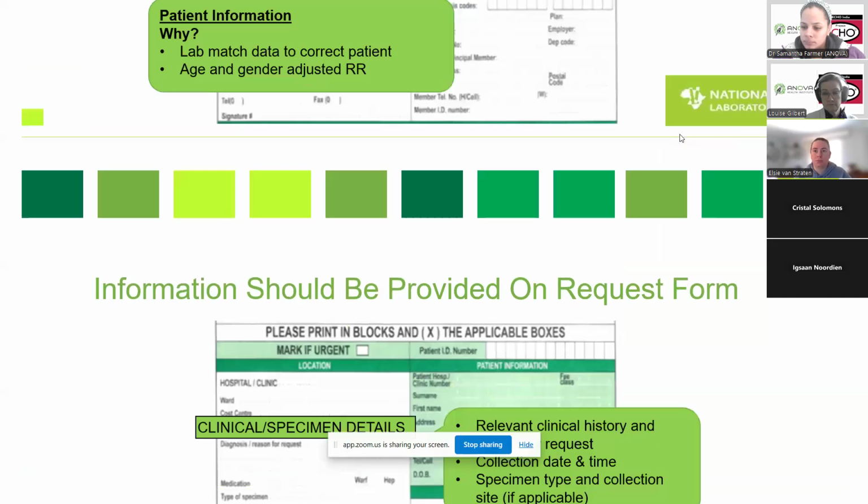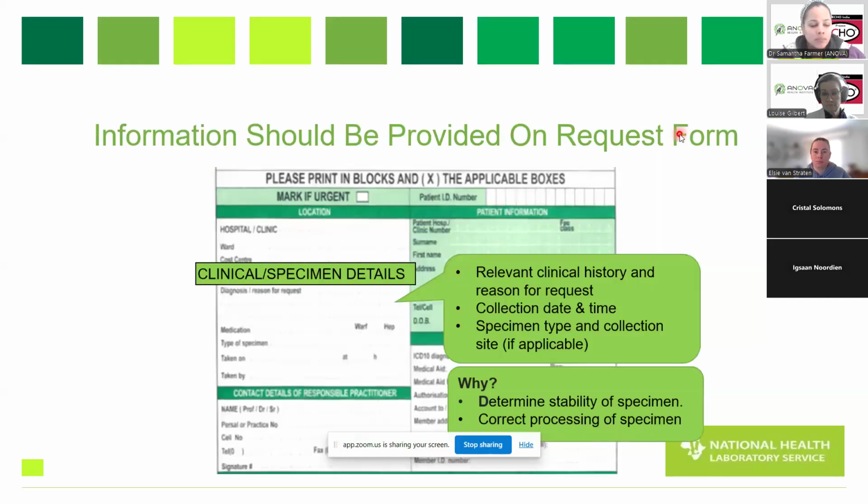Another thing that's important is collection date and time. Please put that on the form. Far too often we get specimens and we don't know when the sample was taken. Analytes aren't always very stable, and if we know the specimen was three days old, we might want to reject it straight away because it's too old. But if we don't have that information, we process the sample, then find out that it's too old, and we've just wasted money and time. It helps us determine the stability of the sample and allows us to process the sample correctly for you.